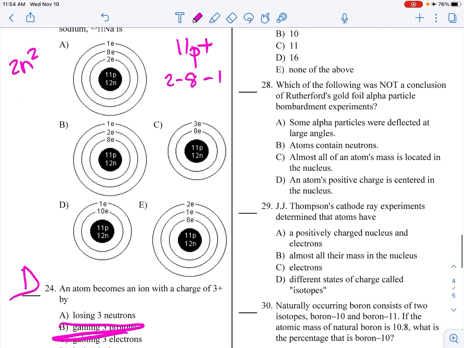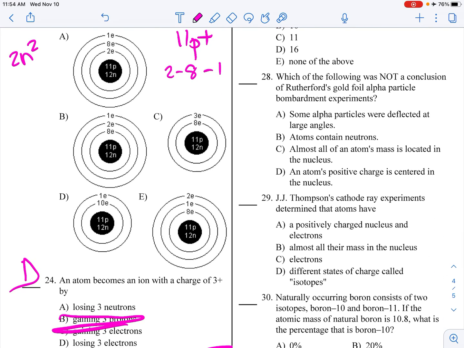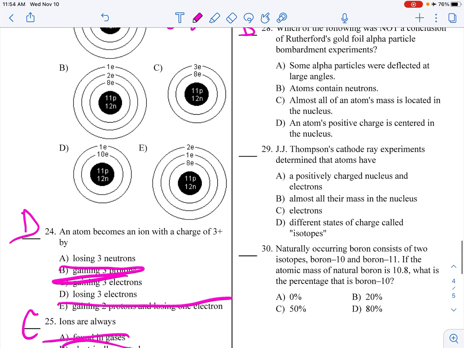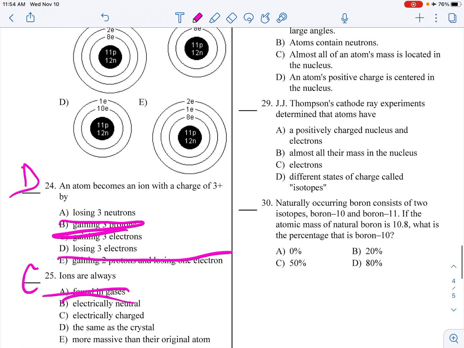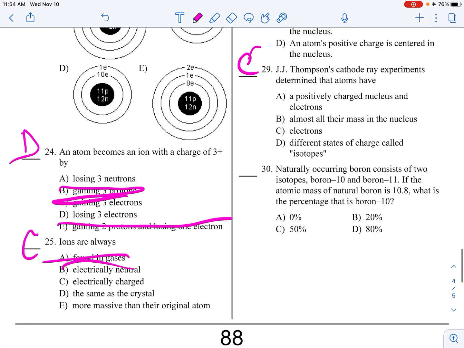Weird. Which was not a conclusion of the gold foil experiment? Some alpha particles were, it's got to be B. Yeah, because they didn't figure out neutrons until later. That was James Chadwick. J.J. Thomson's cathode ray experiment determined that atoms have electrons. That's a weird C.